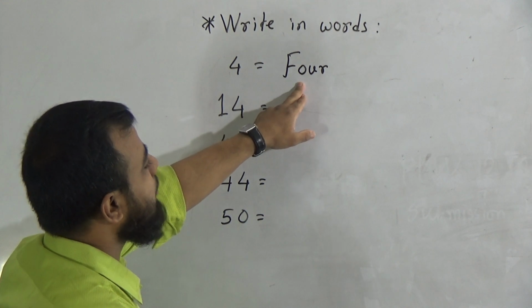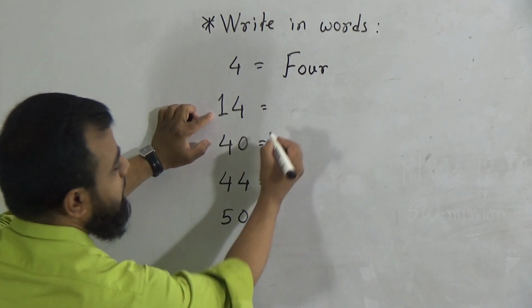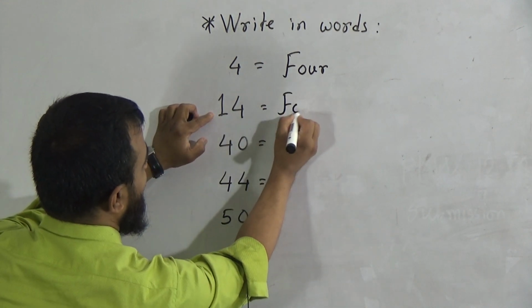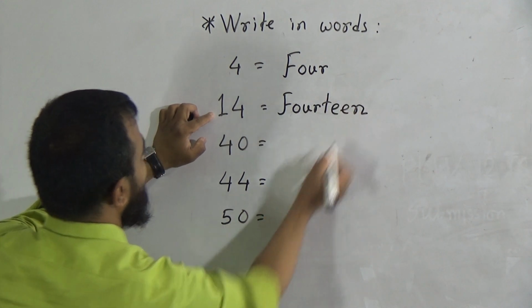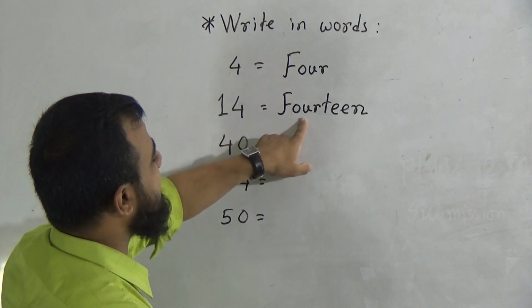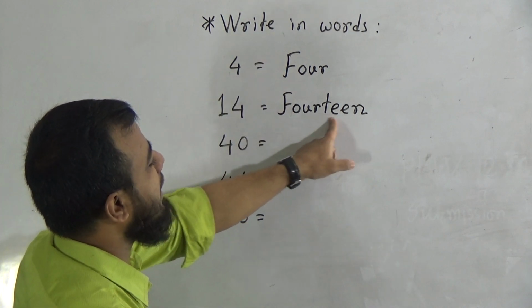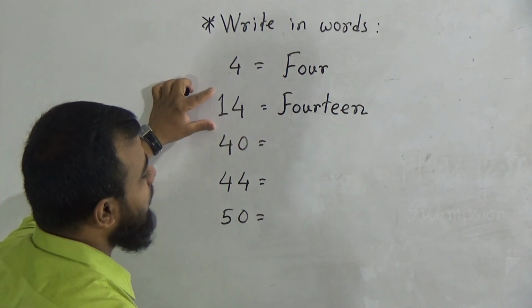But what is the spelling of 14? The spelling of 14 is F-O-U-R-T-E-E-N, 14. Look, 4 and 14 are similar. Okay, 4, then we add 10 to write down the word 14.